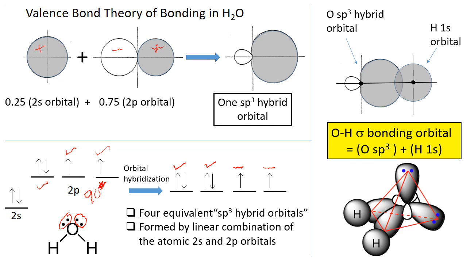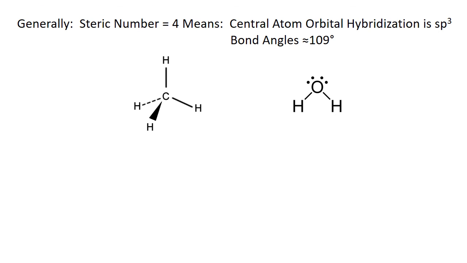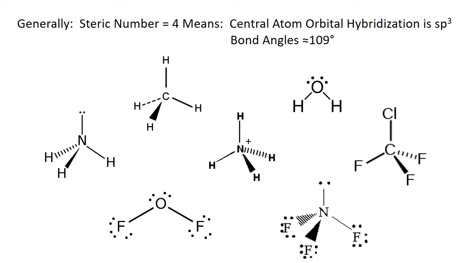And I find that steric number 4 for CH4, steric number 4 for H2O, my central atom in each case is going to have sp3 hybrid orbitals. But generally speaking, if I have steric number 4, that means that the central atom will have an orbital hybridization of sp3. The bond angles would be approximately 109. We went through in detail how that worked for CH4 and for H2O. That same analysis is also going to apply to all of these molecules. Let's go through them one at a time.